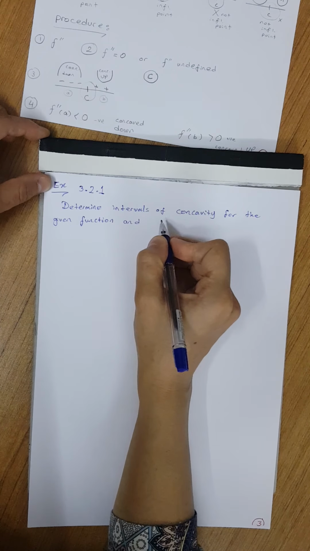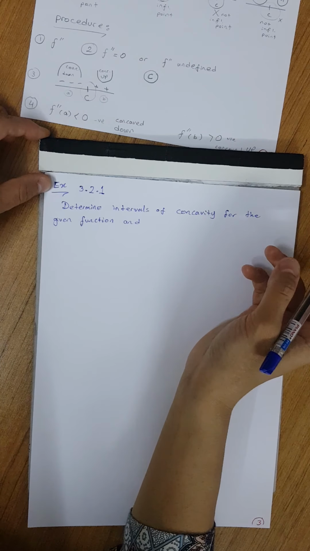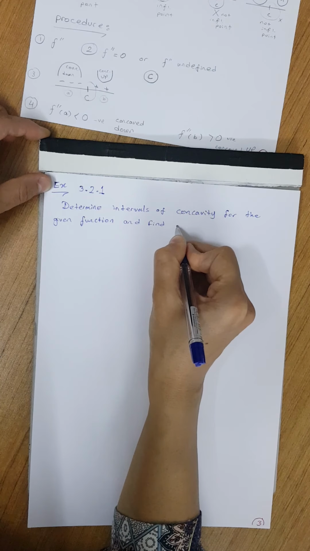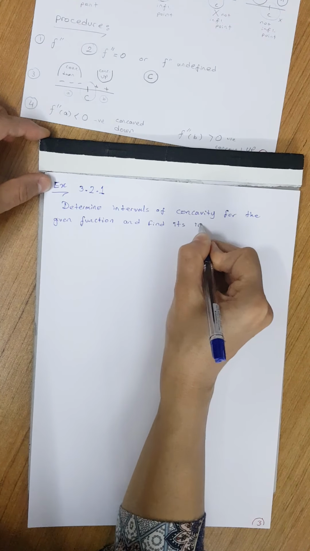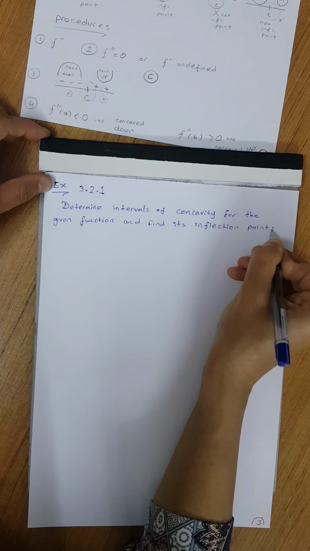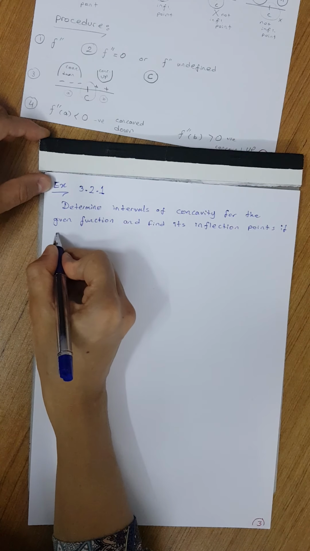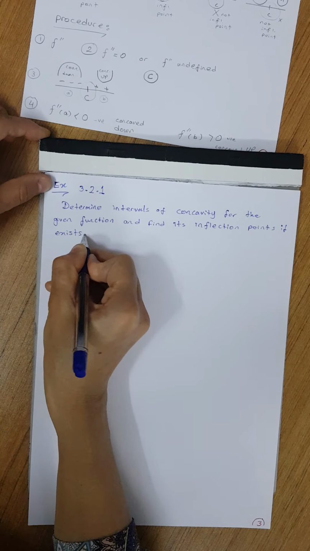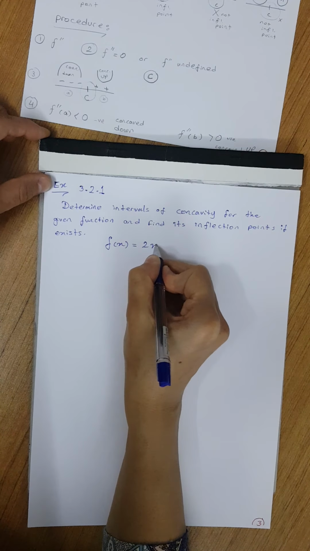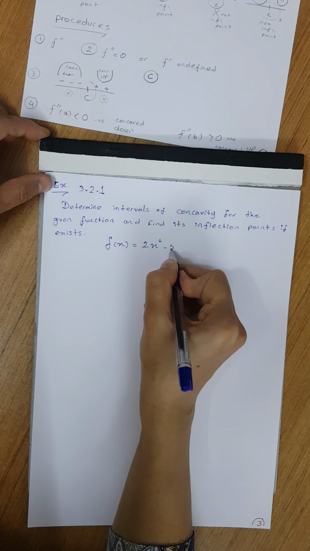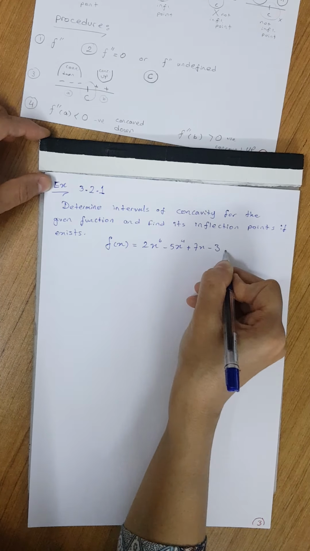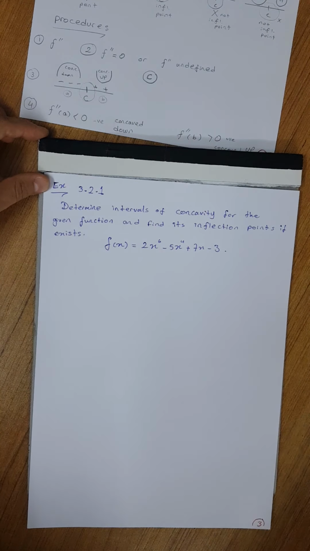And of course, it doesn't require the inflection points, but I will also add this part and find its inflection points if they exist. What is the function that is given to us? f of x equals 2x to the power of 6 minus 5x to the power of 4 plus 7x minus 3. That's the function which is given to us.